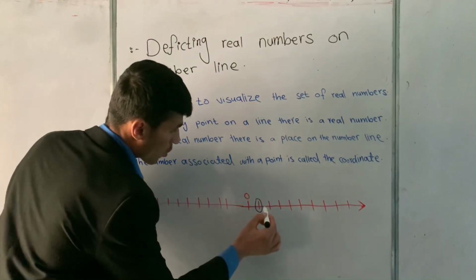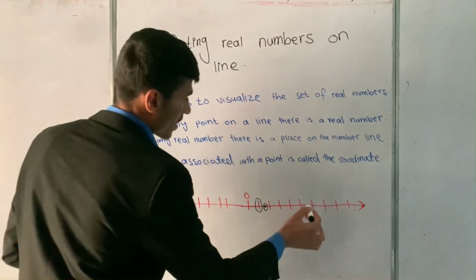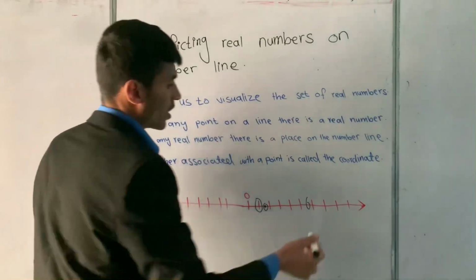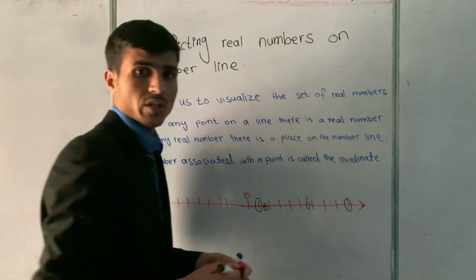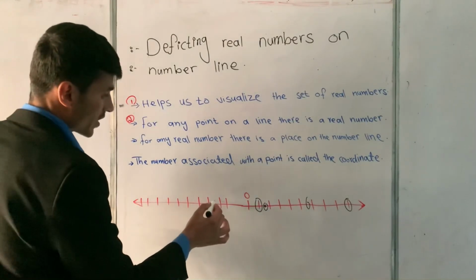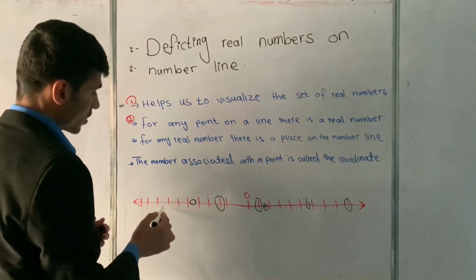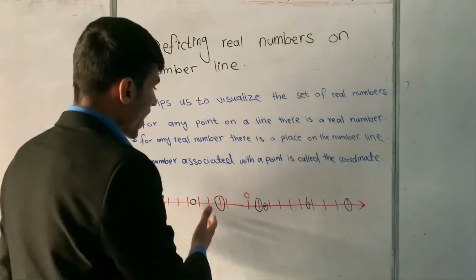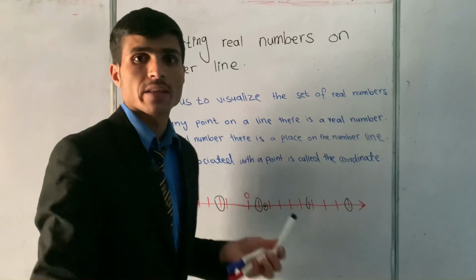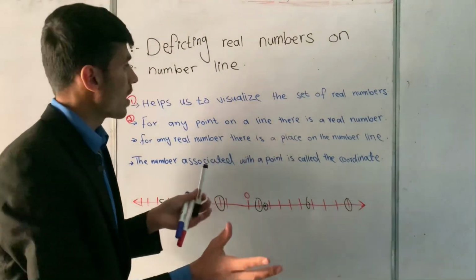If I take this portion, look at here, there is also a real number. If I take this portion, also a real number. To the left as well. If I take this portion, there lies a real number. Wherever you take any portion on the number line, there lies a real number.